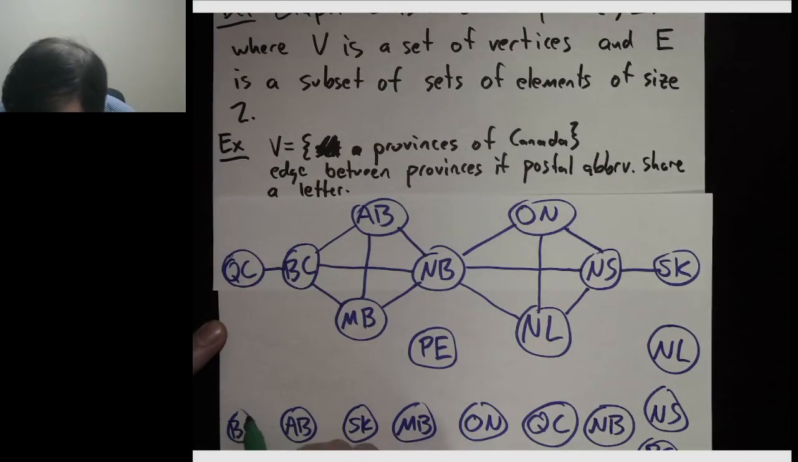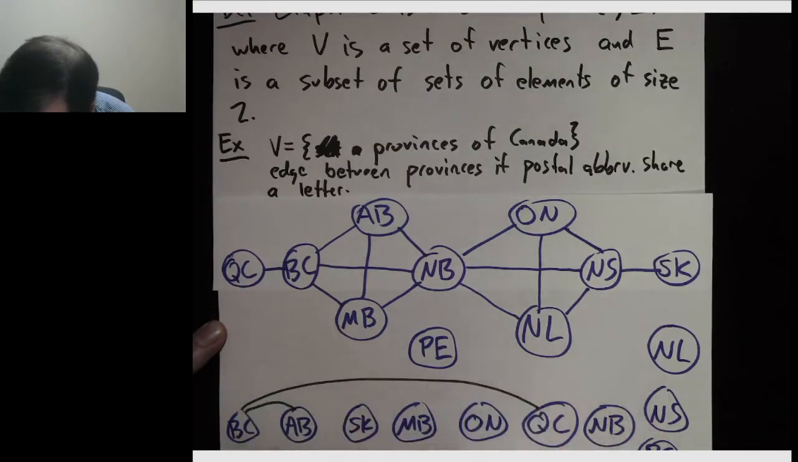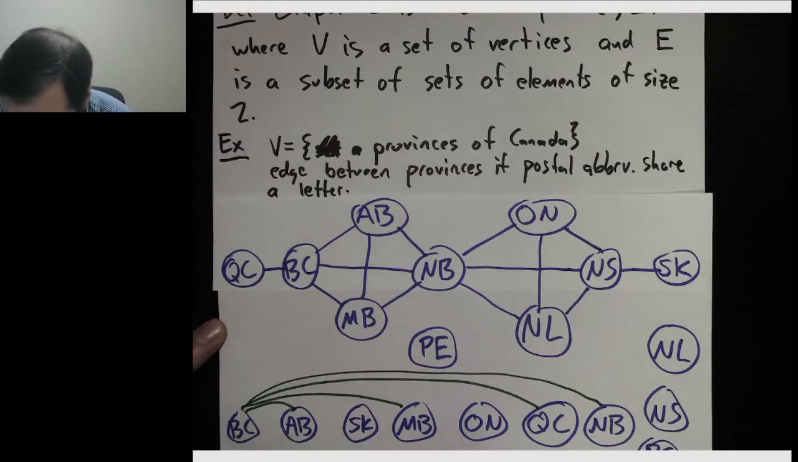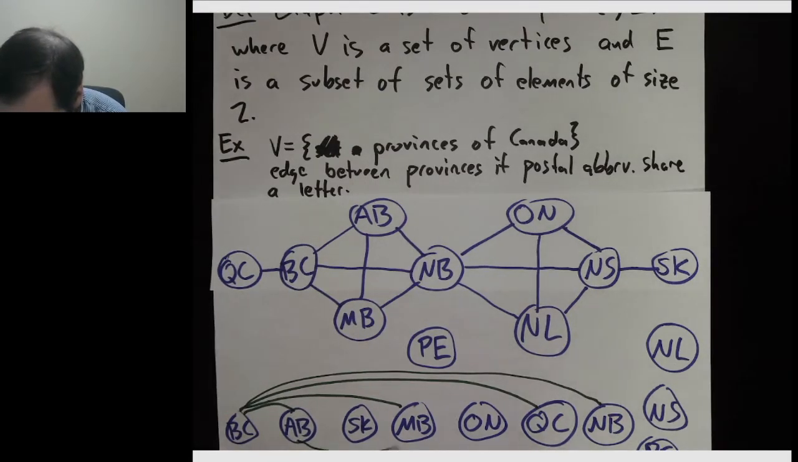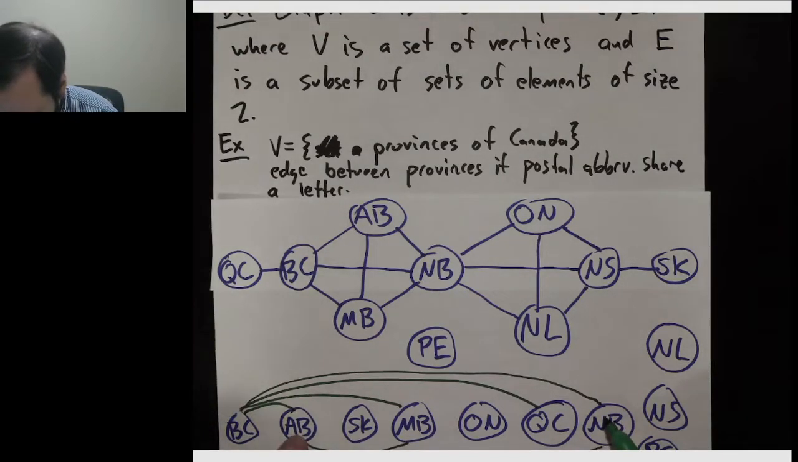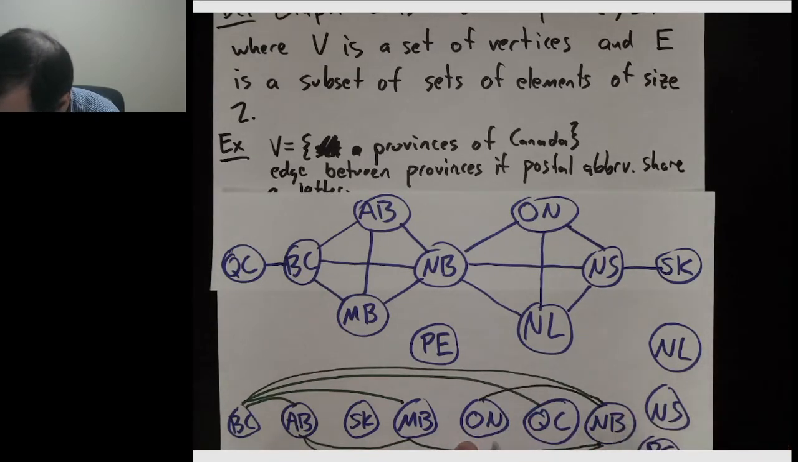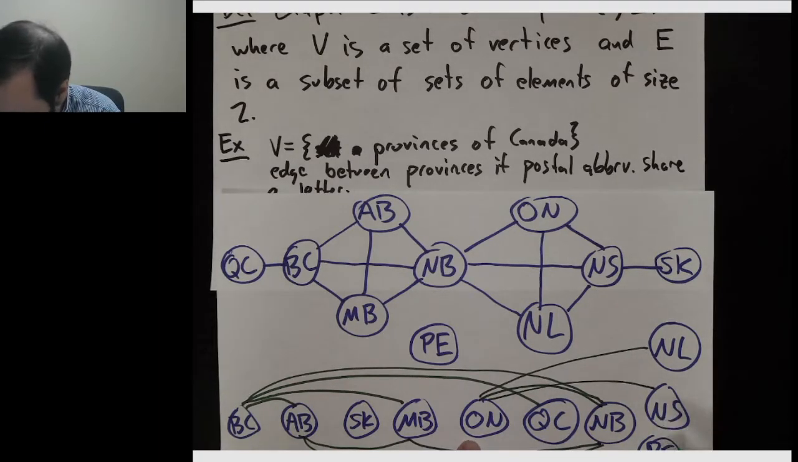So BC is connected to AB and QC and MB and NB, and AB is connected to BC already, and also MB and NB, and MB is connected to NB, and then Ontario is connected to New Brunswick and Newfoundland and Labrador, and Nova Scotia, and Newfoundland and Labrador is also connected to Nova Scotia and New Brunswick, and Nova Scotia, I should be doing these in order.